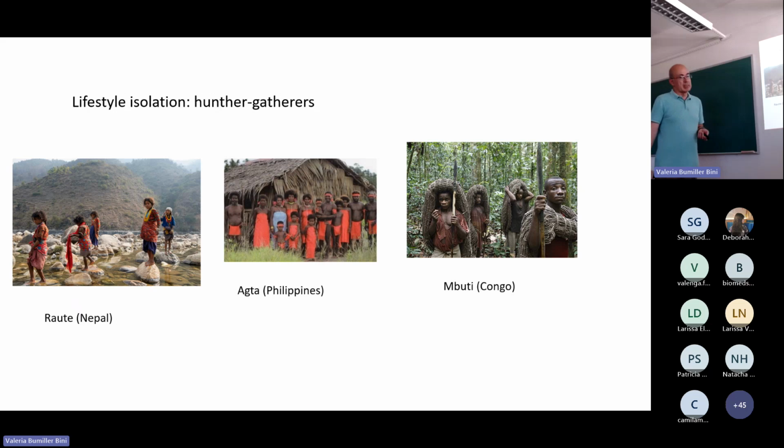There's lifestyle isolation, particularly the case of hunter-gatherers who have complex relations, or sometimes not that much, with the local farmers, because these are just patches of isolated populations, like the Aeta in the Philippines.